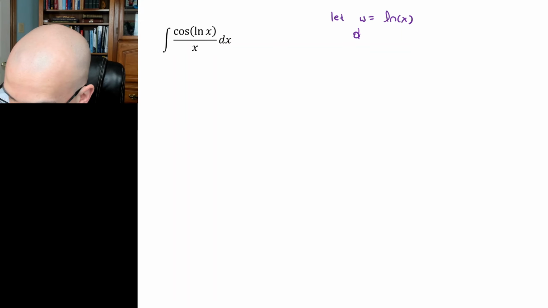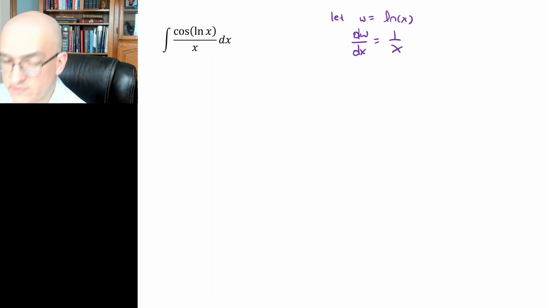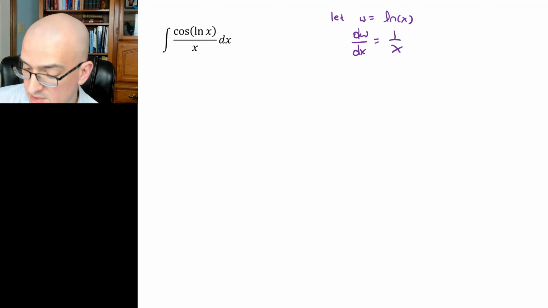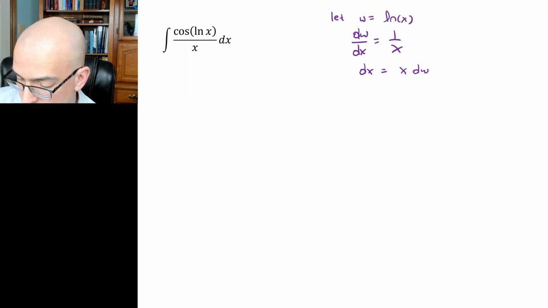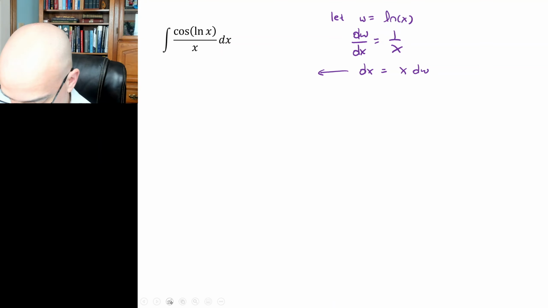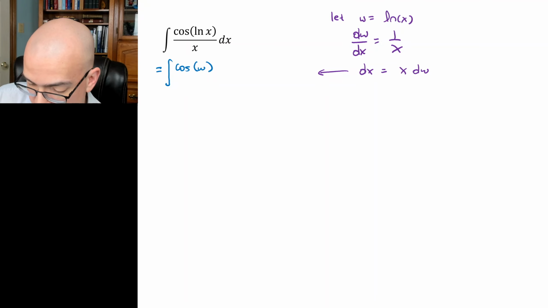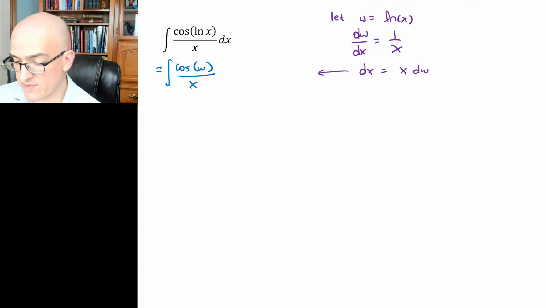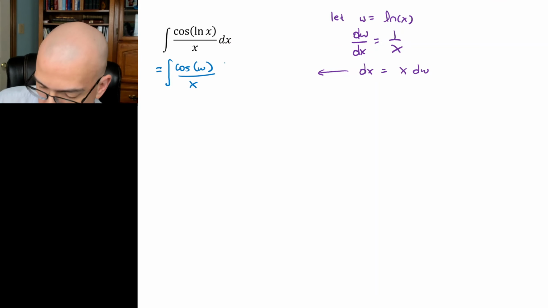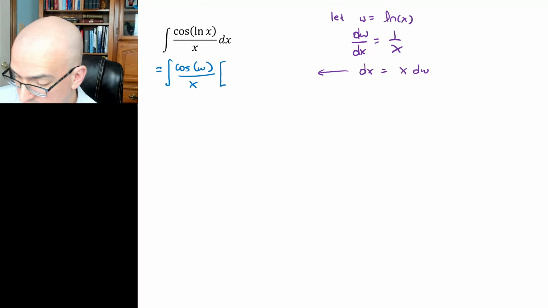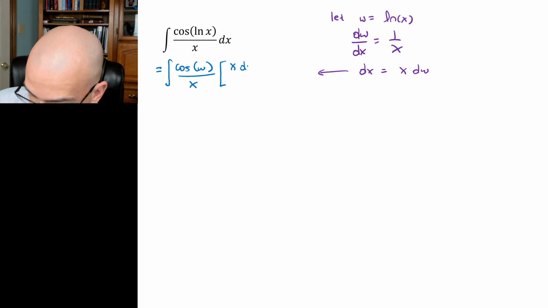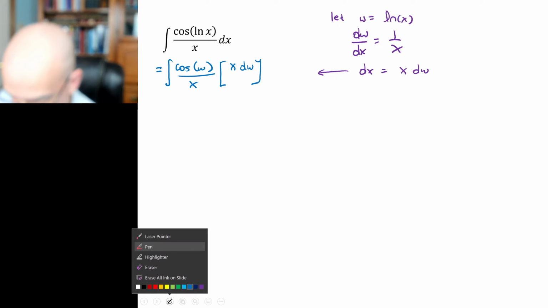I know ahead of time that we're going to need dx, so I'm going to take the derivative. Derivative of ln of x is 1 over x, and then rearrange. So dx is equal to x times dw. And we'll plug that in. So when we do our transformation, we have cos of ln of x becomes cos of w. The x in the denominator, nothing happens to it for now. The dx becomes x dw, and the x's cancel.